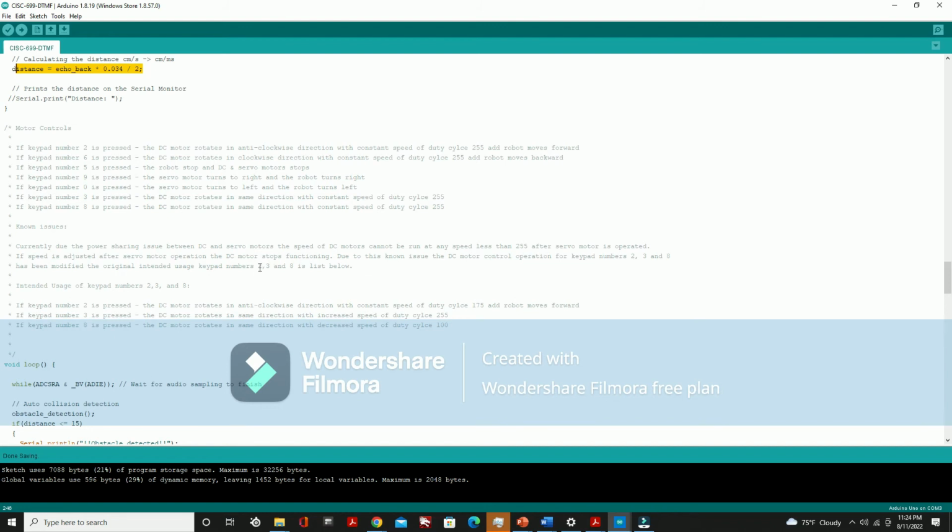currently changed the intended usage of 2, 3, and 8 keypad numbers. Right now, I'm running the DC motor at the constant speed for the keypad numbers 2, 3, and 8. The intended usage was to start the DC motor at a set speed of like 175 duty cycle, and with 3, I intended to increase the speed to 200, and with 8 I intended to decrease the speed to 100.